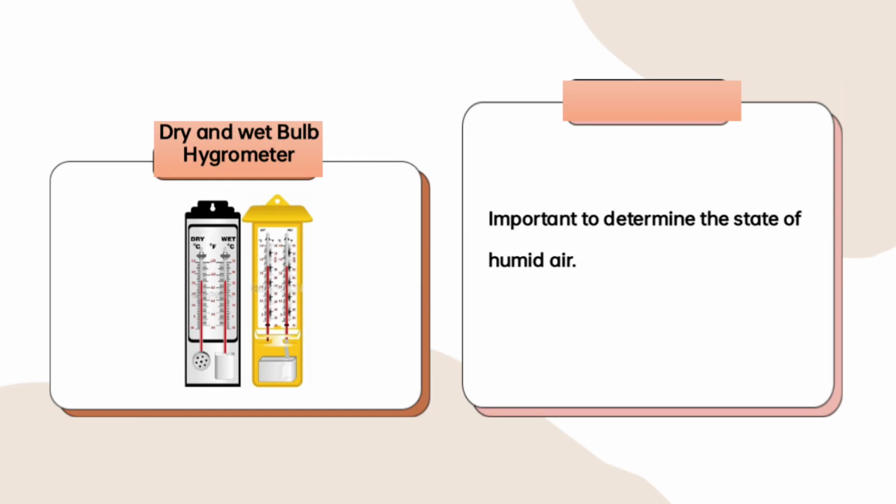So, the dry and wet bulb hygrometer. It is important to determine the state of humid air. This instrument measures the amount of humidity or moisture in the air. The unit of measurement is millimeter per cubic centimeter, or the amount of fluid per volume of air.